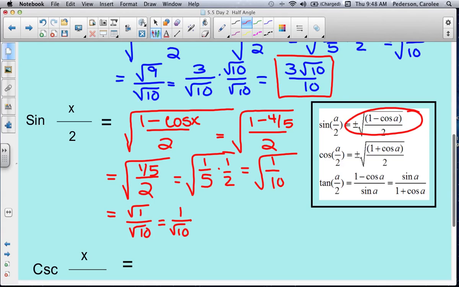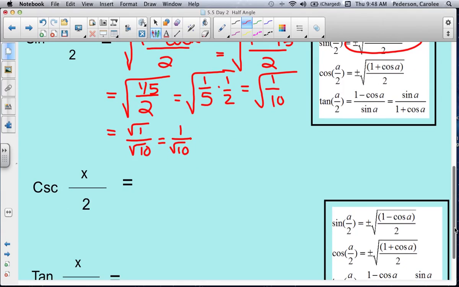Square root of 1 is 1. Square root of 10 still has to stay a square root of 10. Now rationalize it. Our final answer is square root of 10 over 10.